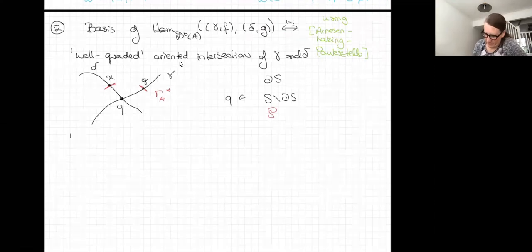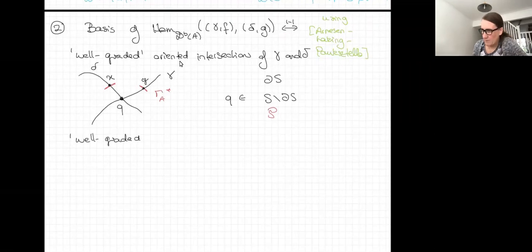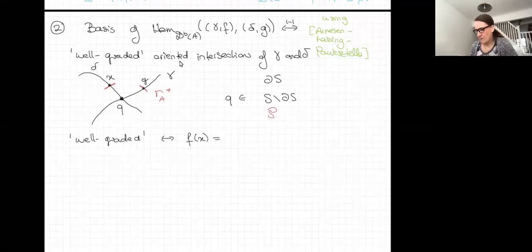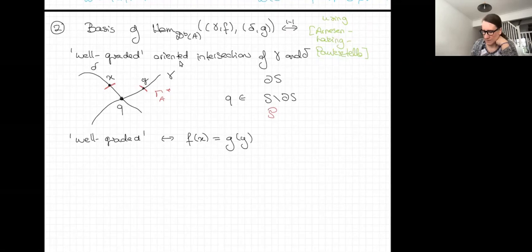Then somehow well-graded means in almost all cases that the grading of gamma, so f of x, should be equal to the grading of delta at y, so g of y. So the grading here and here, they should coincide. Okay, but we can be a little bit more precise.